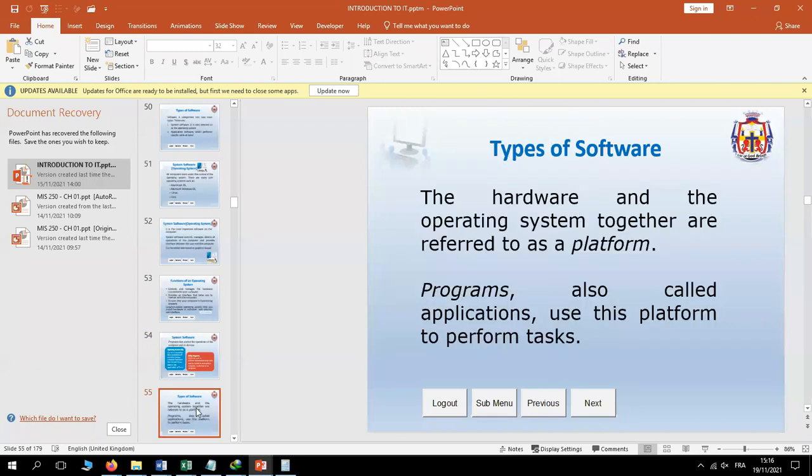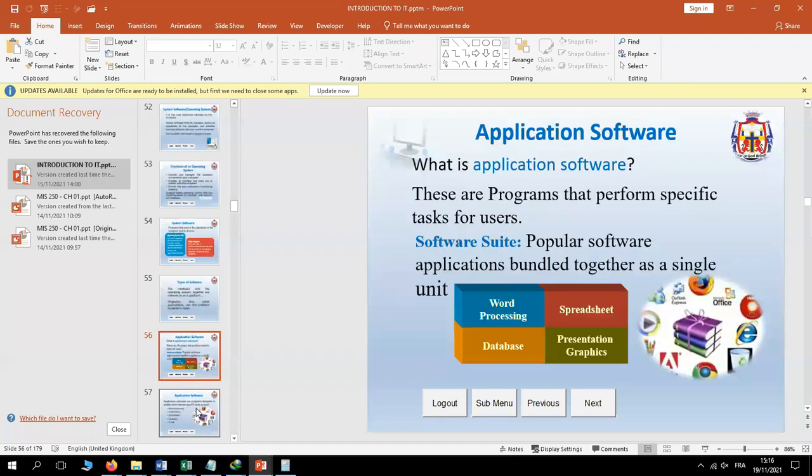So how is this possible? It is possible for us to perform specific tasks by use of what we call applications. The applications allow us to perform specific tasks using what we call application software. So that is another type of software that we can have installed on the computer for use.